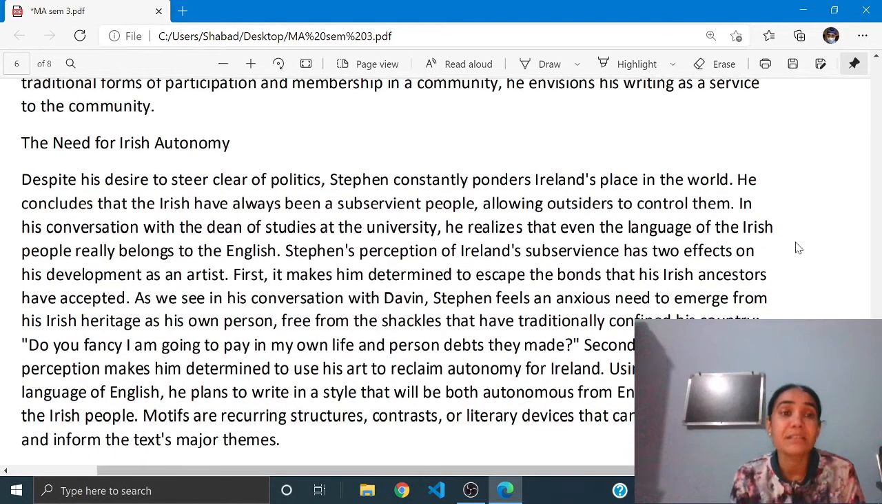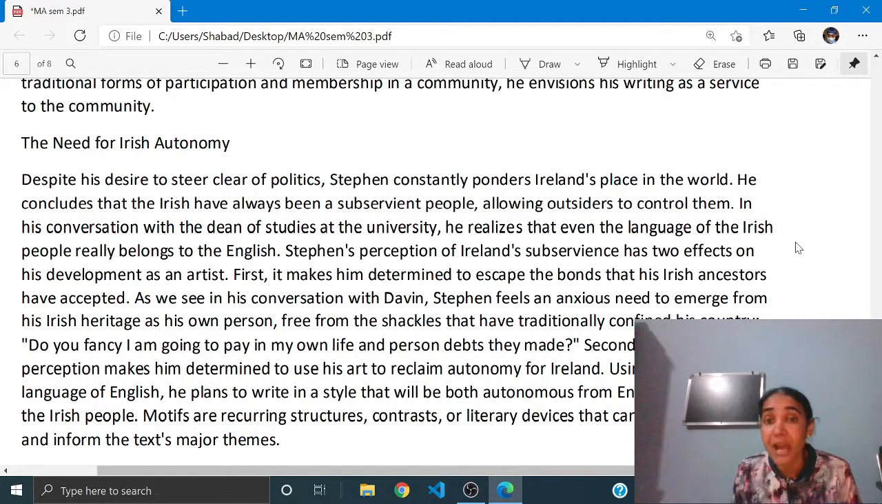Despite his desire to steer clear of politics, Stephen constantly ponders over the political atmosphere in Ireland. He concludes that the Irish have always been a subservient people. They allow outsiders to control them. In his conversation with the Dean of Studies at the university, he realizes that even the language of the Irish people really belongs to the English.